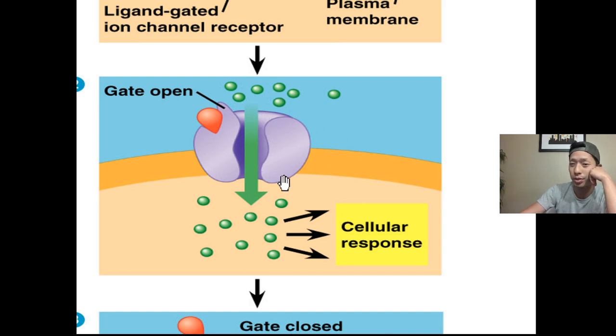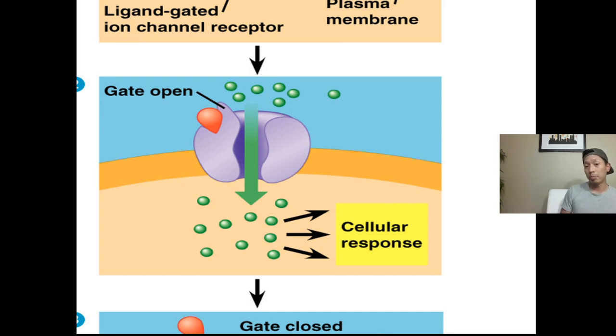Now, question for you to think about, is this an example of passive or active transport? If you thought active transport, you are wrong. It is passive transport, right? Remember, channels do not actually move anything against the concentration gradient. All they do is they open up and they allow solutes to move from the side of higher concentration to the side of lower concentration. So this is completely passive, okay?